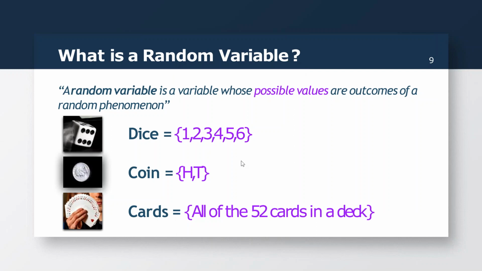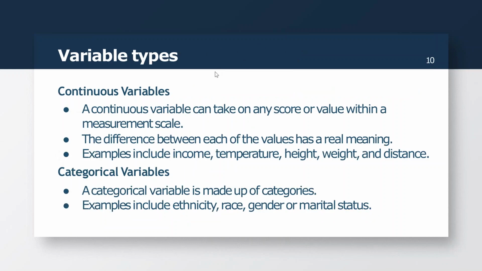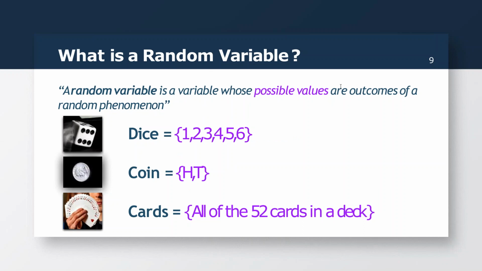Now there's another key term here which is called random variable. The word variable is key here. A random variable is one whose possible values are the outcomes of a random phenomenon. So the random variable of a dice would be 1 to 6, right? The random variable of a coin would be head and tail. The random variable of cards would be all the 52 cards, right? Is this term clear to everyone? Random variable basically means what are the possibilities.